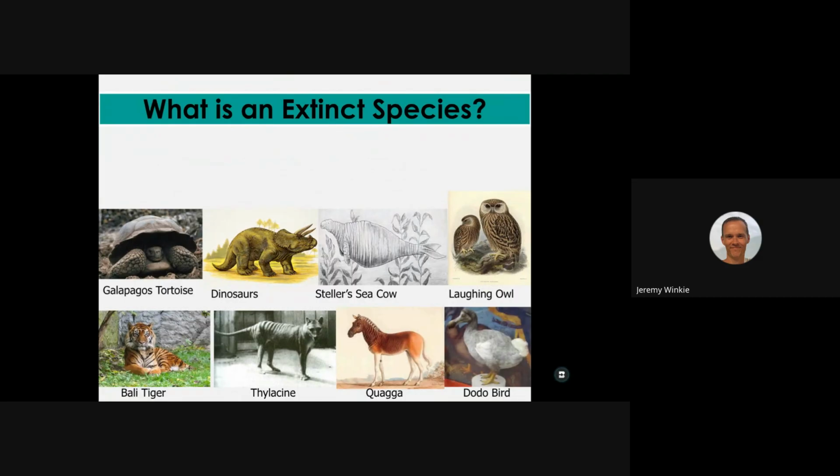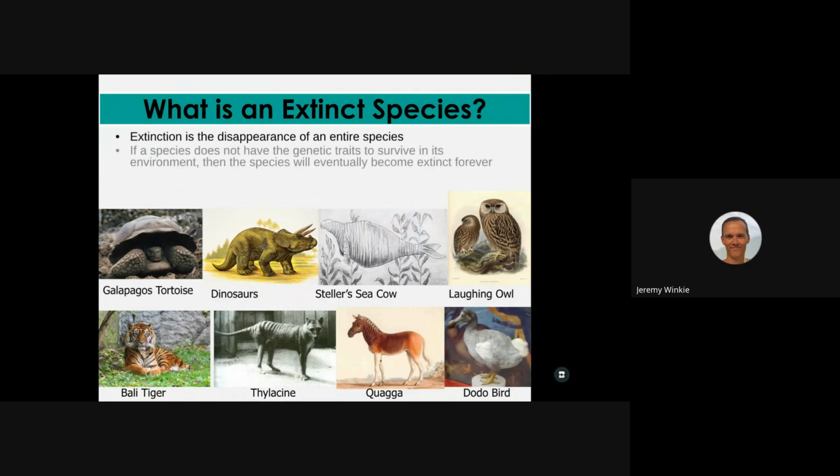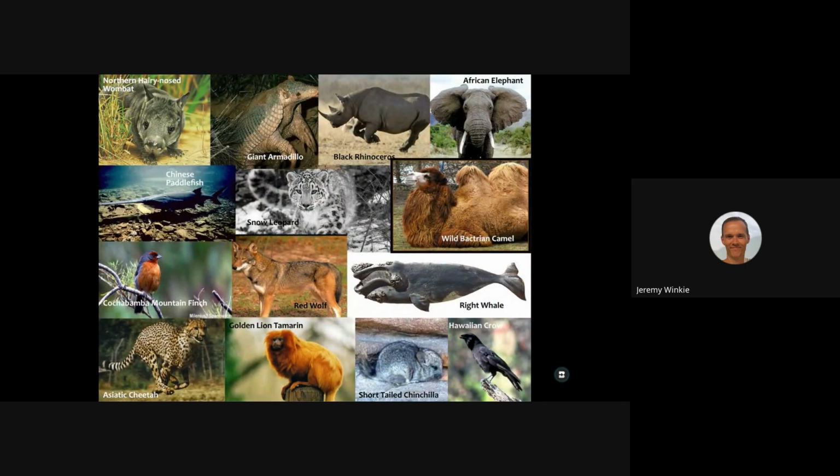So an extinct species is just something that's completely gone from the surface of the earth. So there's none of them left anywhere on the planet, not even in zoos. And so here's a couple. And here are some other ones that are on the verge of becoming extinct.